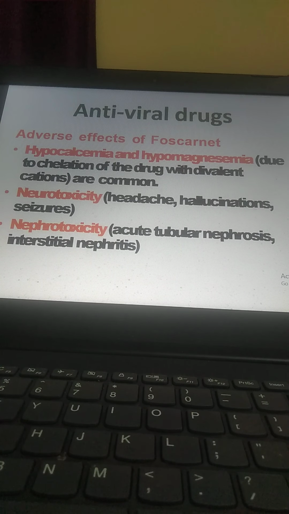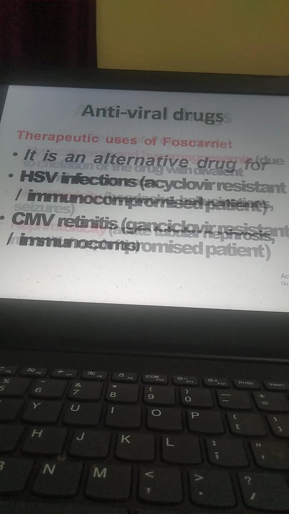There is also both neurotoxicity and nephrotoxicity. Headache is there, there are hallucinations, and seizures also. Nephrotoxicity is acute tubular nephrosis, and interstitial nephritis is also produced.